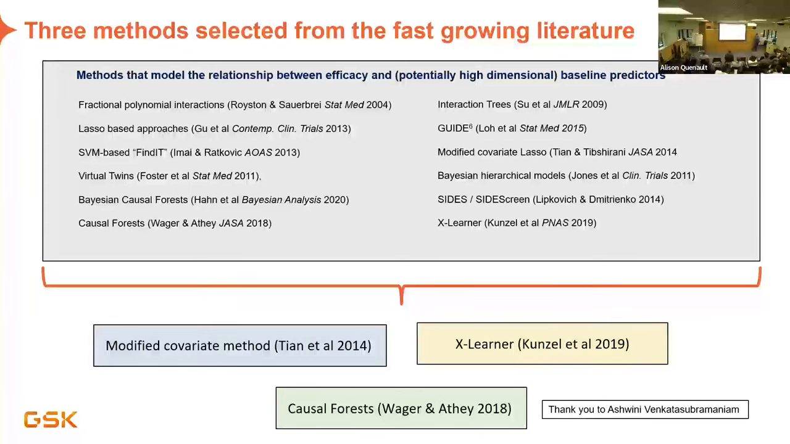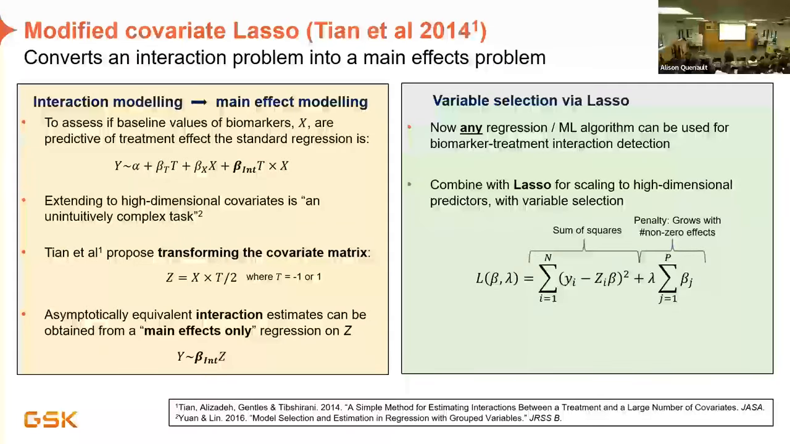So I'll describe each of these three methods, share this simple simulation study we did, and then share some results from applying some of this to a real trial at GSK. So starting with the modified covariate, this is actually quite old. This came out in 2014 as a JASA paper. So it's quite lofty and weighty, but the core concept is actually quite simple.